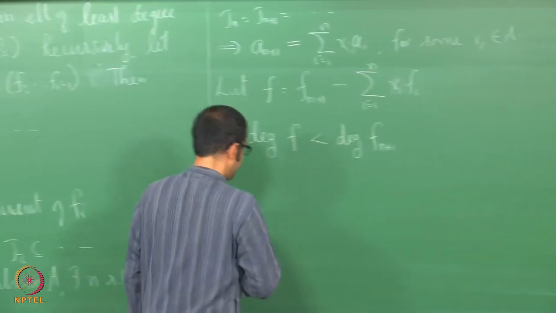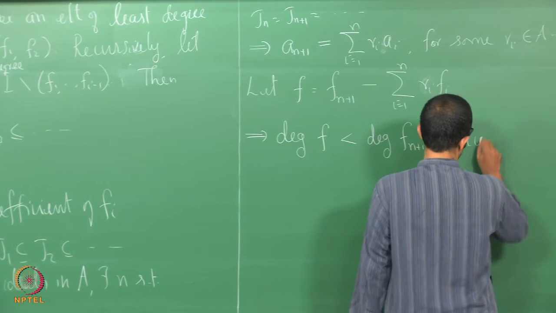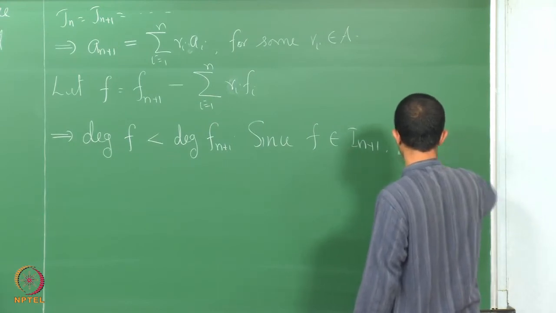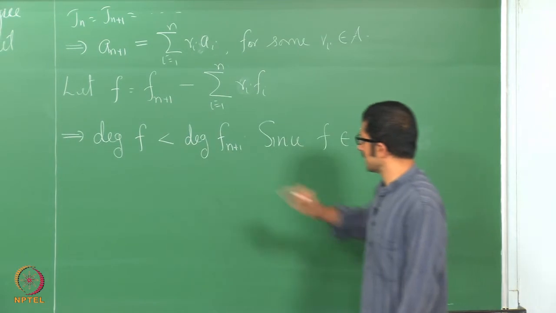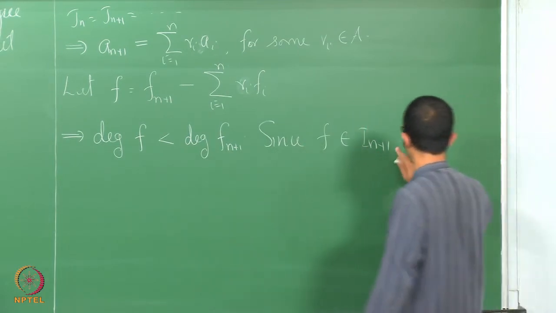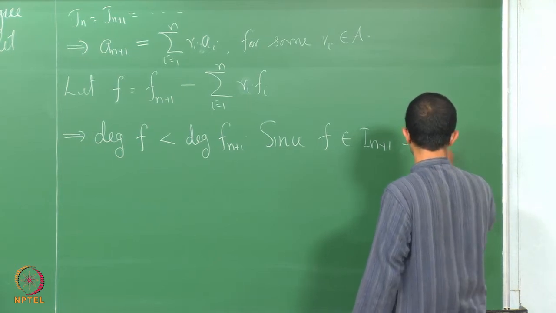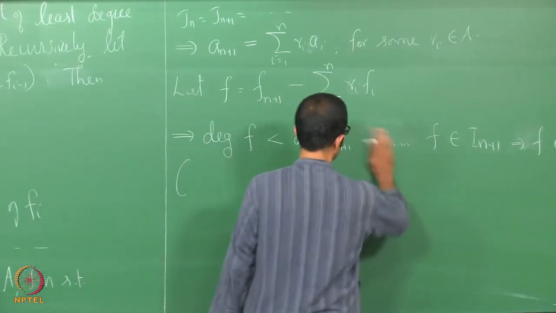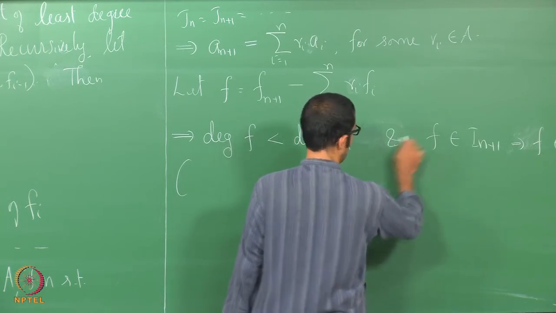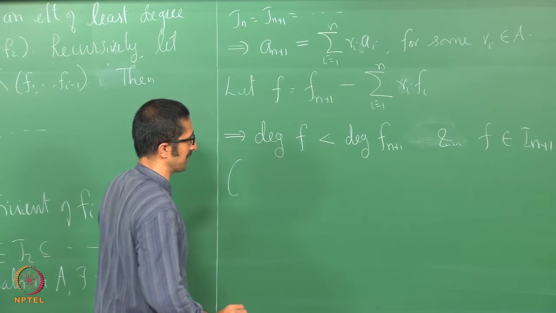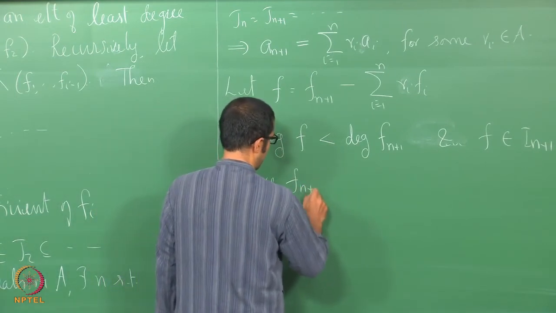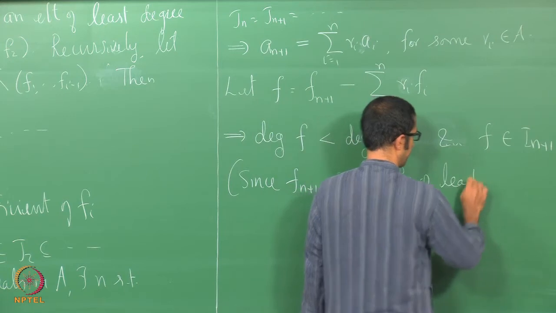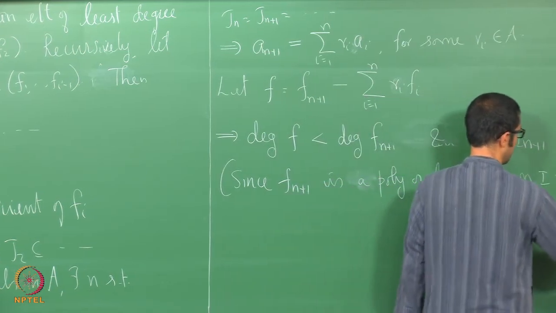Since f is in I_{n+1}, this implies that degree of f is strictly less than degree of f_{n+1}, and f is in I_{n+1} implies that f is in I_n, since f_{n+1} is a polynomial of least degree in I without f_1 up to f_n.